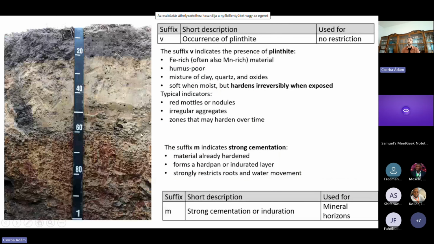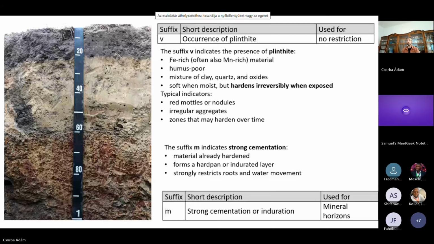And the last one, which is very important in Liberia, is the occurrence of plintite and the M index together. Why are they important? The V index indicates the presence of plintite, which is an iron-rich and often also manganese-rich material in the soil. It's a humus-poor mixture of quartz, clay, and mostly iron oxides. Usually it is soft when it is moist, but if we let it dry out, it usually hardens irreversibly when exposed.